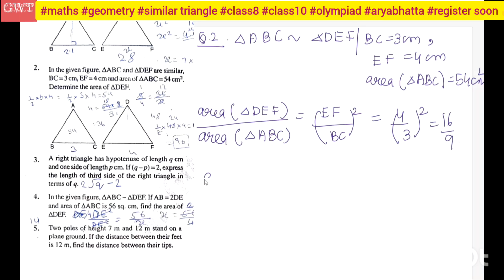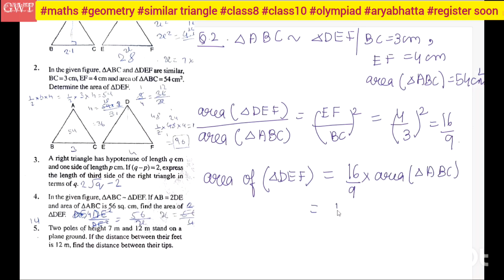Now I can say area of triangle DEF is nothing but 16 upon 9 into area of triangle ABC. Area of triangle ABC is 54 centimeter square, so I will write 16 upon 9 into 54. So it becomes 96 centimeter square.